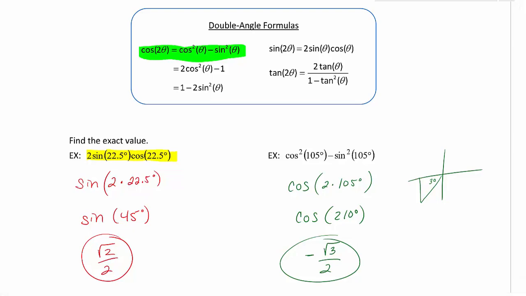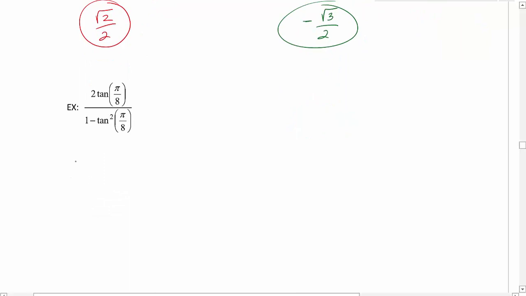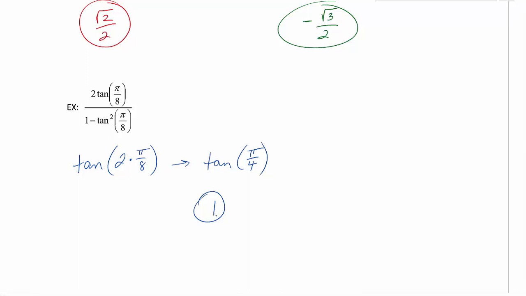So again, we're going from right to left, and this is going to become tangent of 2 times pi over 8, which is tangent of pi over 4, and we know tangent of pi over 4 is equal to 1. So usually with double angle formulas, we're either going from right to left, or we're using it to transform an algebraic expression or equation into something that's more desirable.